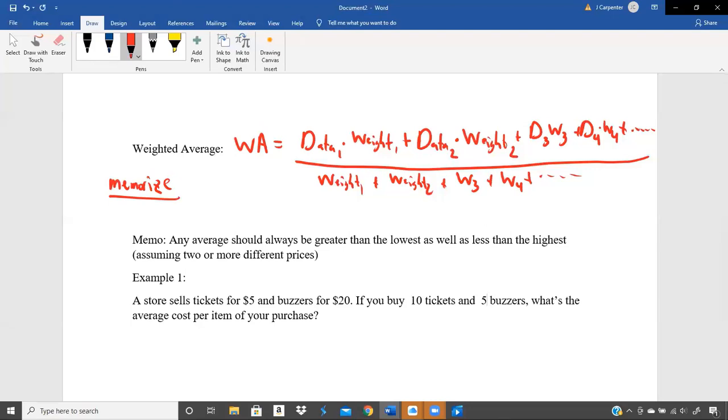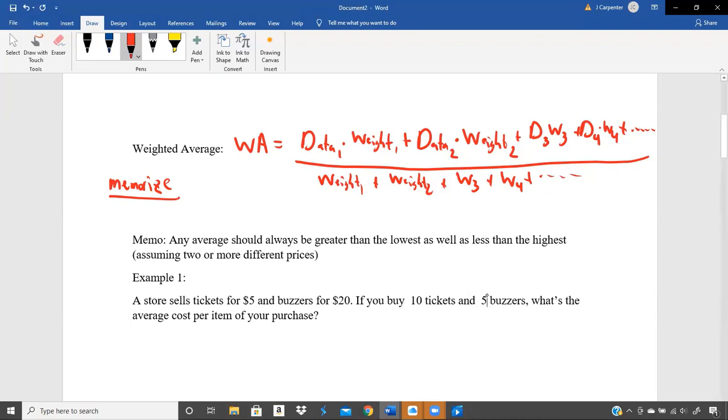Now, the initial challenge for a lot of people, and sometimes for crazier examples, maybe even a challenge for a more seasoned student, is figuring out which of these things is the weight and which of these things is the data. We like to say that the weight is what's going to make the data have more or less of an effect. So we got the $5 tickets and we're selling 10 of them. So is it buying more or less tickets that would make the average closer to that, or is it increasing or decreasing the price that would make the average closer to the number of tickets or the number of buzzers?